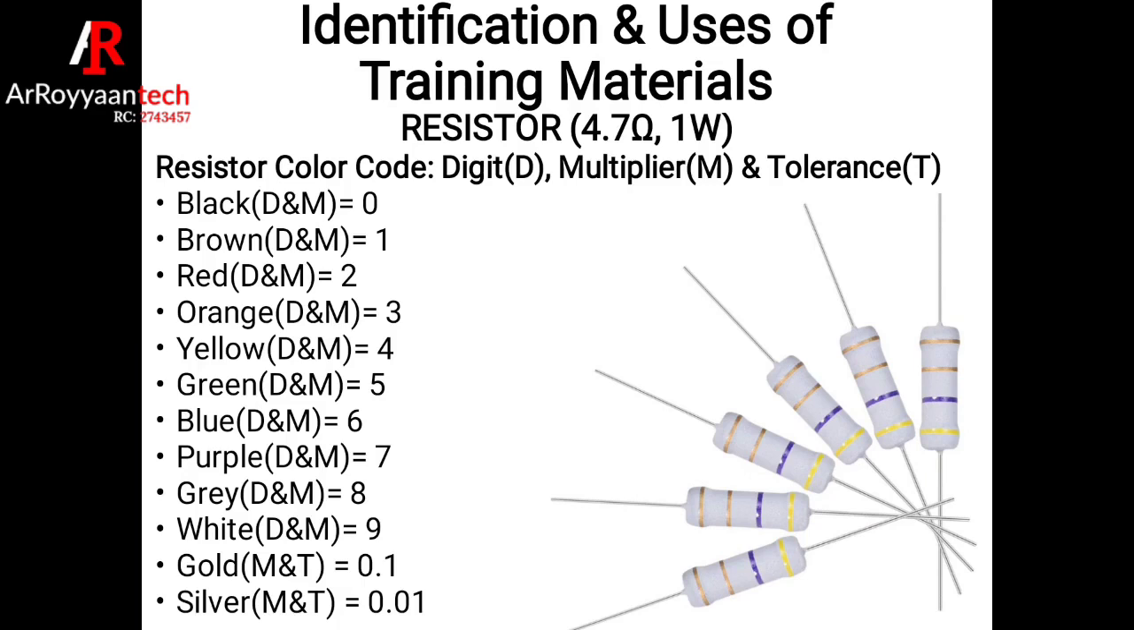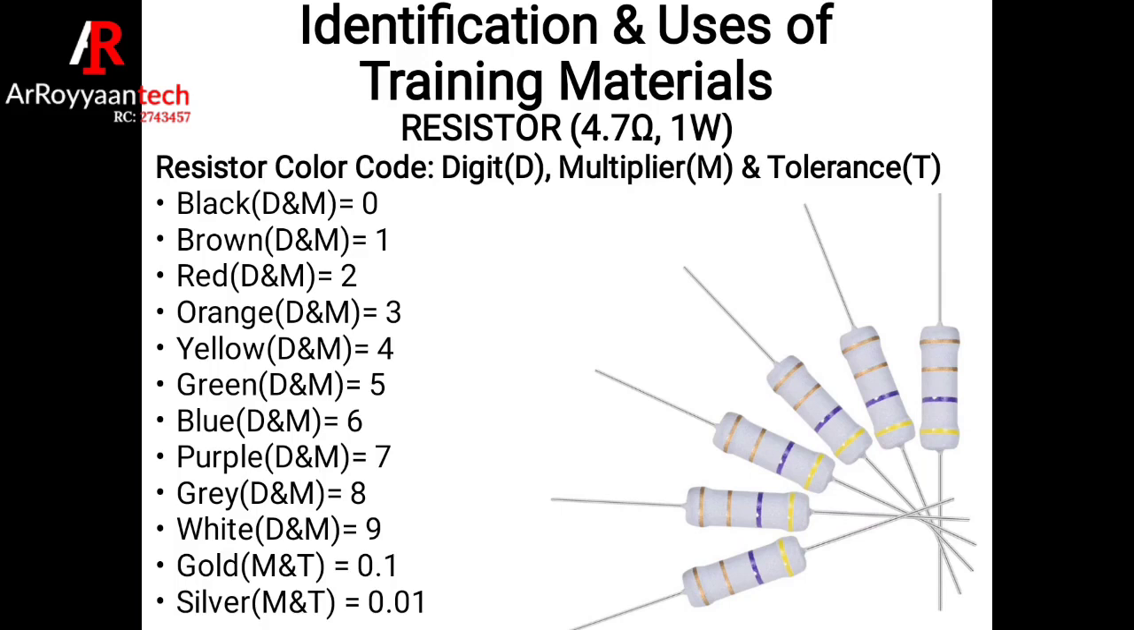So in this video, a continuation of the identification and uses of training materials, we are discussing the resistor. Firstly, the function of a resistor. The main function of a resistor is to limit the flow of current. Although in other cases a resistor can be used for a lot of things, the main use of a resistor is to limit the flow of electric current.